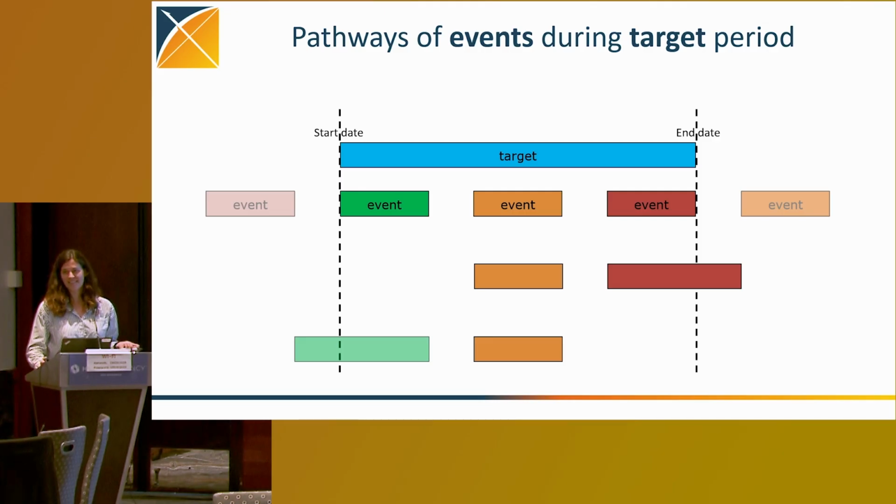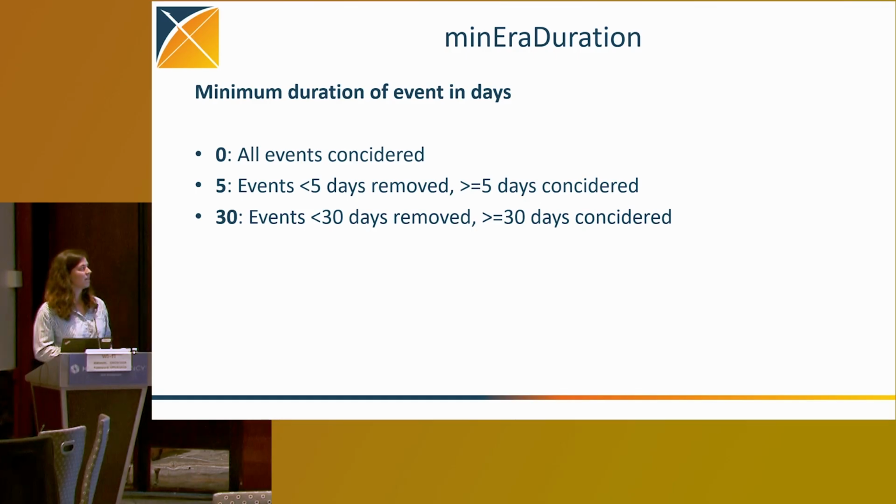That is for the basic settings. There are settings to then vary this and to maybe include this event as well. But in principle, we're aiming to make a pathway of events that occur within the target time frame. Choices that you then need to make are, for example, the min era duration, which is how long an event should take, so how long the treatment should persist in order to be included in the pathway. So a value of 0 would mean all the events are included. A value of 30 would mean only events that take longer than 30 days are included.